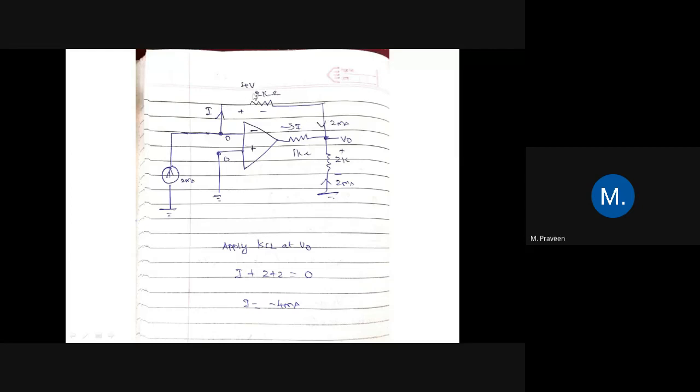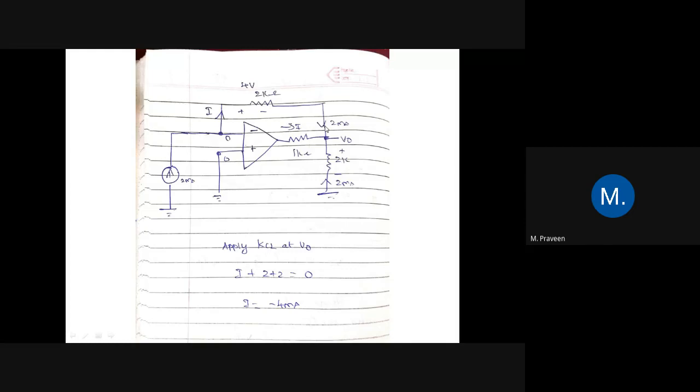Here a 2k resistance is given. So 2k into 2 milliamps will become 4 volt, since V is equal to I into R. Therefore the voltage at this resistance is going to be 4 volt. Now this is the current which we have to find, and here one more resistance is given, which is 2 kilo ohm.